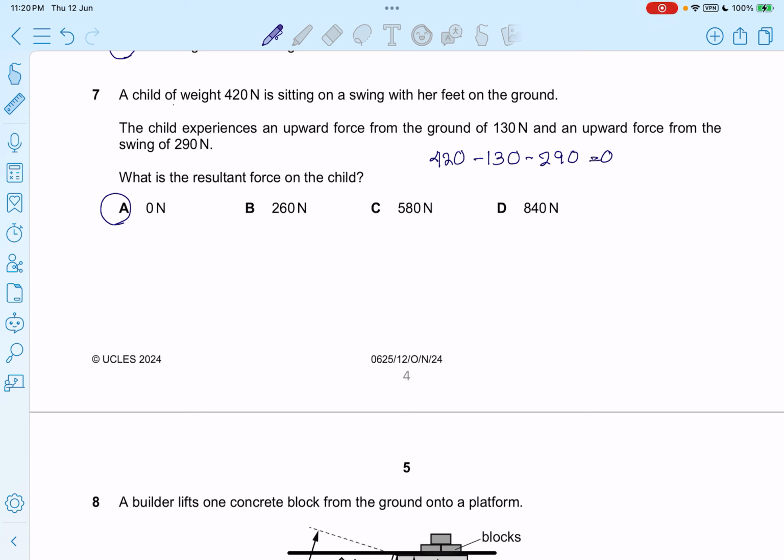Number 7, a child of weight 420 Newton is sitting on a swing with her feet on the ground. The child experiences an upward force from the ground of 130 Newton and an upward force from the swing of 290 Newton. What is the resultant force on the child?